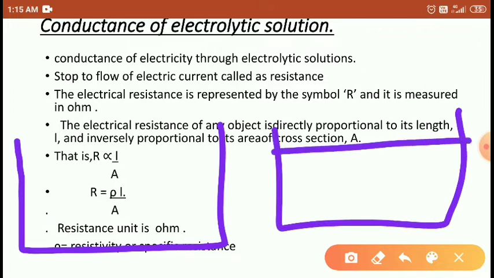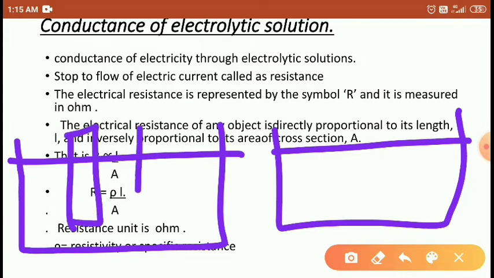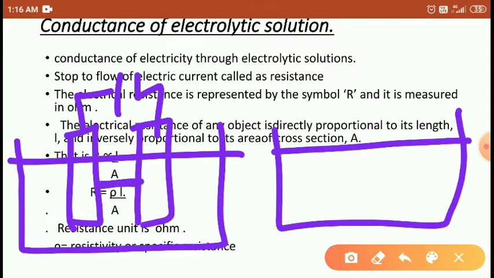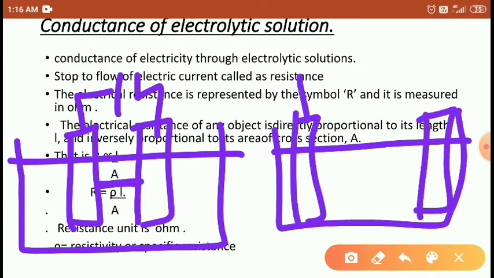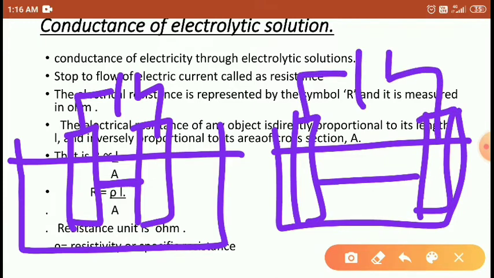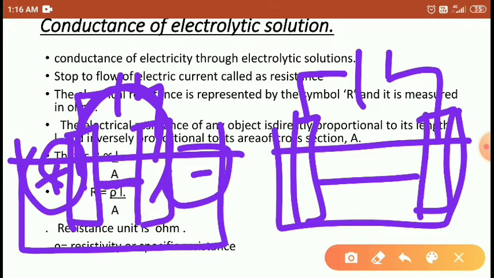Both are the same beaker, the same size, in which we are using the same electrolytes. In one, the distance between the electrodes is less, and in the other the distance between the electrodes is high. If the distance is less, the resistance is less, and electrons flow more easily from anode to cathode.